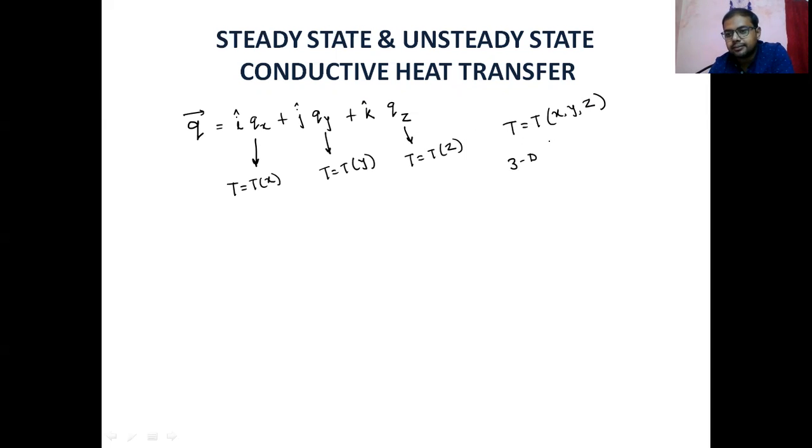3D case. In case of 2D, temperature is a function of x and y only. That is a 2D case. And if temperature is a function only of x, that is the one-dimensional case. When we come from 3-dimensional to 2-dimensional, 2-dimensional to 1-dimensional, that depends on the things.